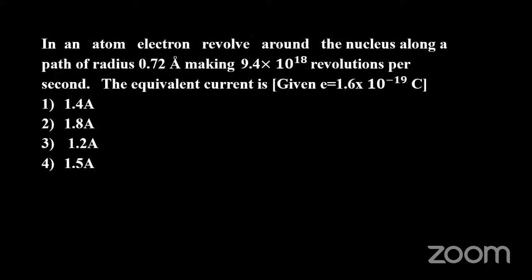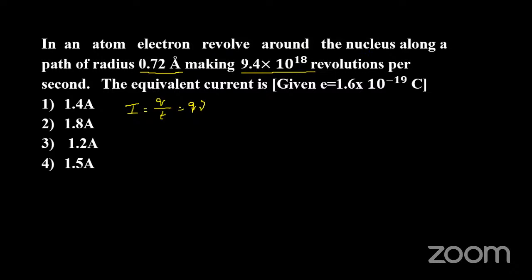In an atom, electrons revolve around a nucleus along a path of radius given over here, making 9.4 into 10 power 18 revolutions per minute. If current is asked, current is charge divided by time. Here we can write charge into nu, because 1 by time is frequency. Frequency is given to be 9.4 into 10 to the power 18 revolutions per minute.